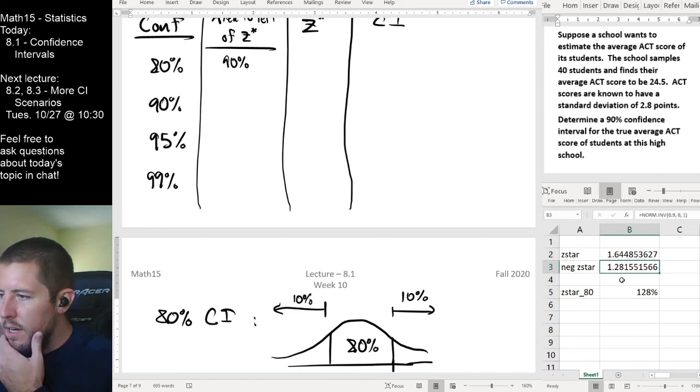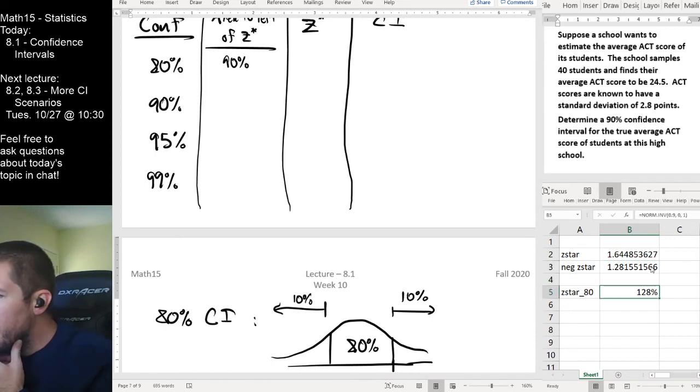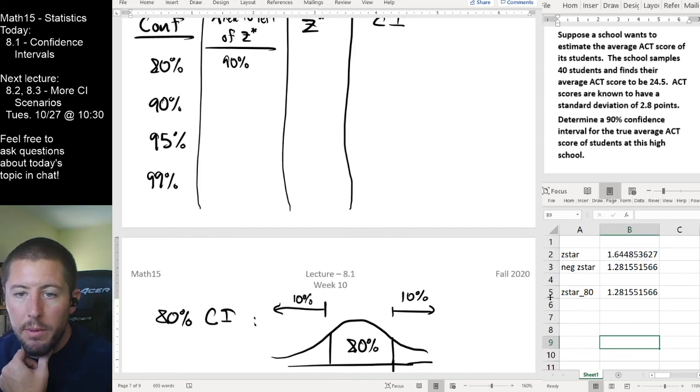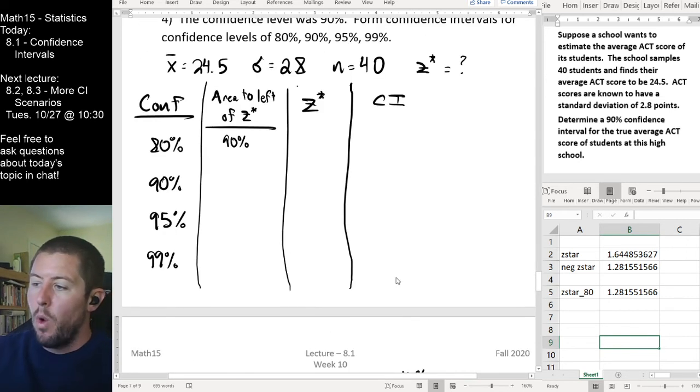So notice here, what's going on here? Format cells. This should be just a general number. That's really weird. It just changed my formatting for some reason. Format cells as numbers, general. Okay, that was very strange. I don't know why it was doing something wonky to me right there. In any event, I just found that my z-star value of interest is 1.28.